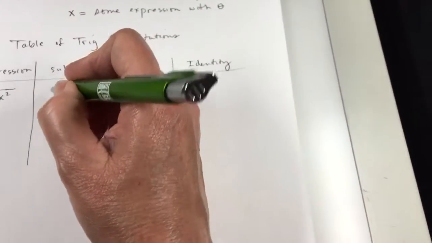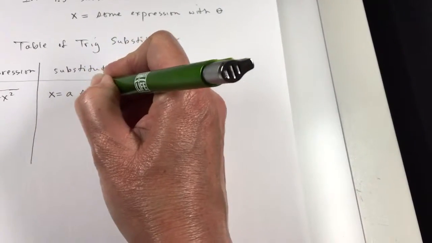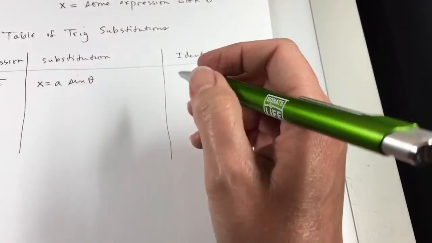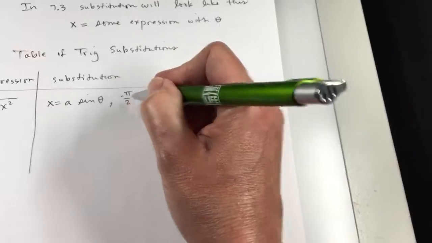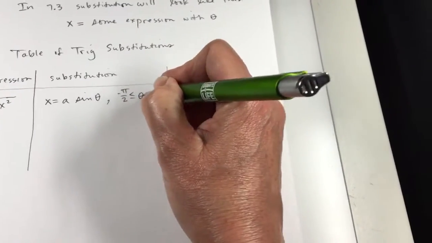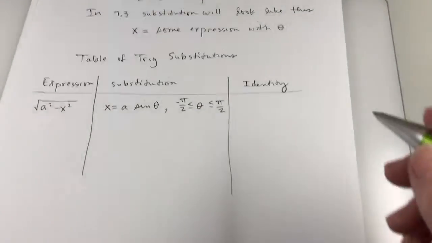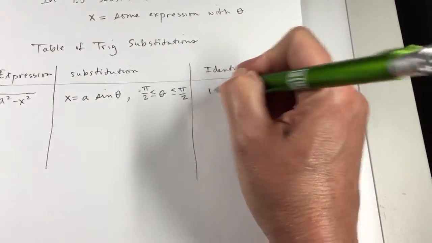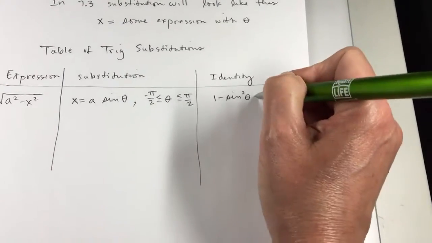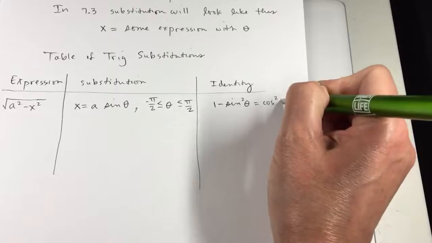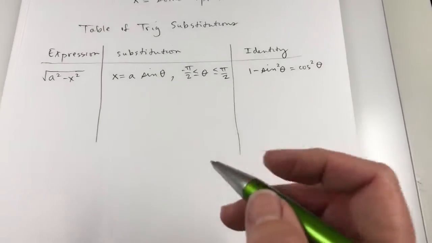So if that's what's in the problem, here's your substitution: X equals A sine theta, and theta is defined from negative pi over 2 less than or equal to theta less than or equal to pi over 2. The trig identity, 1 minus sine squared theta equals cosine squared theta, you'll use that somewhere in the problem.